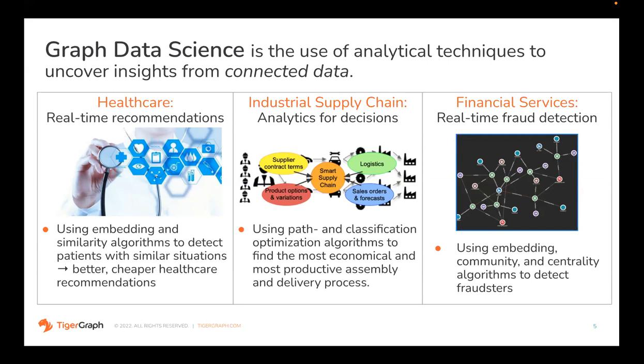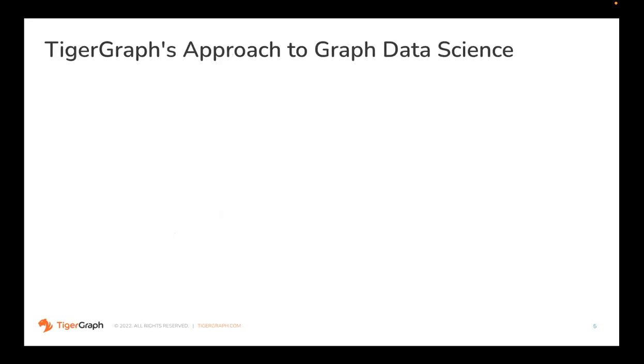And then in financial areas, fraud detection is not just for the financial institutions, but also for the retailers. They're using embedding algorithms, community detection, and centrality algorithms to detect fraudsters and fraud activity.